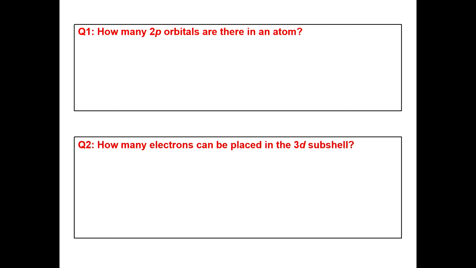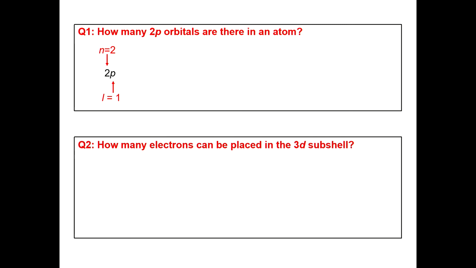Think about it. 2p. What does 2p mean? 2p means n is 2. What's the l number? 0 means s, and now it's p, so l is 1. So for 2p, n equals 2, and p means l equals 1.